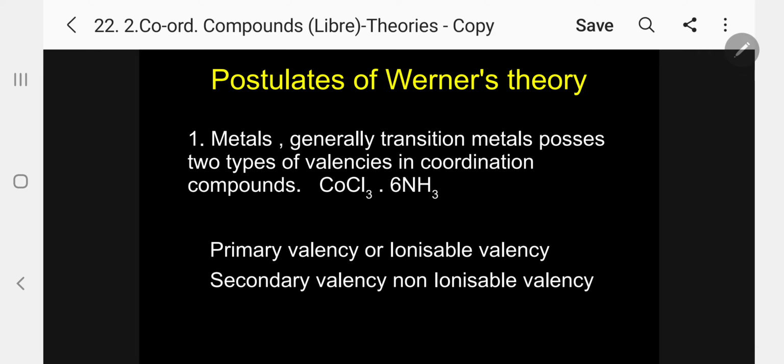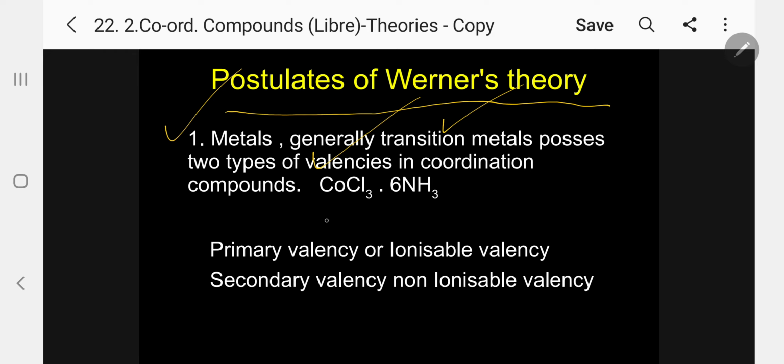Under the Werner theory, there are a number of postulates he proposed. What are the postulates of Werner theory to understand the theory? Number 1, first postulate: metals, generally transition metals, please follow, possess 2 types of valencies in coordination compounds.